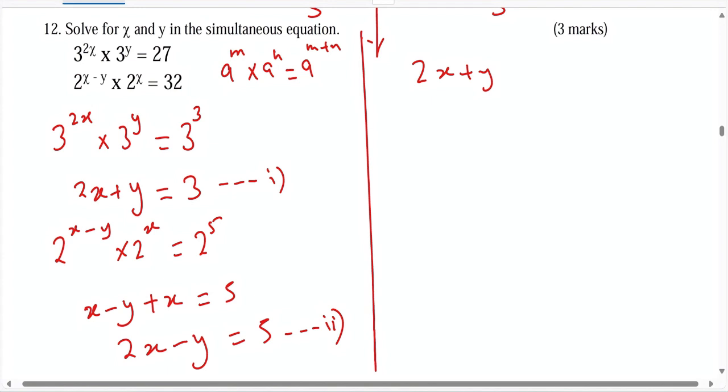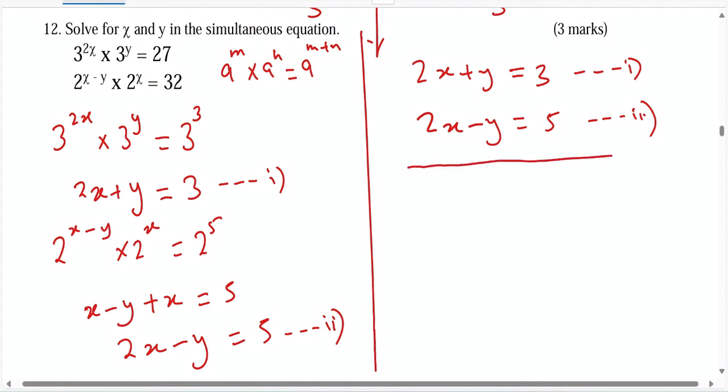So 2x plus y equal to 3, na 2x minus y equal to 5. So hii ndo equation 1, hii ndo equation 2. Sasa to subtract kweli? No. Ukiangalia nataka waweza subtract ama waweza kuadd. Let's subtract. Tukisubtract hii 2x itatoka, same signs, subtract.